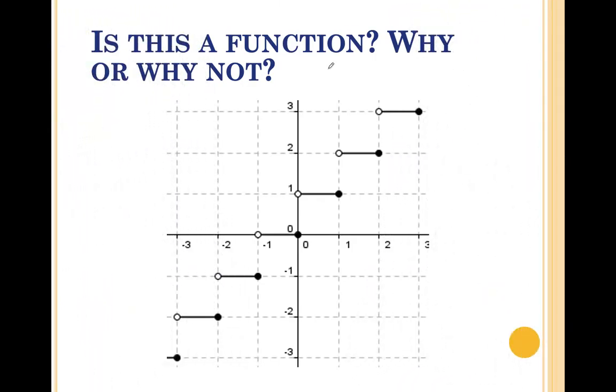And for our final example, this is a tricky one. This actually does pass the vertical line test, even though it looks like there are two points on the same vertical line. Since this one is an open circle, this is actually not included as a value, whereas down here this is a closed circle. So we call this a function because of the open circle over top of the closed circle. So this is a function.